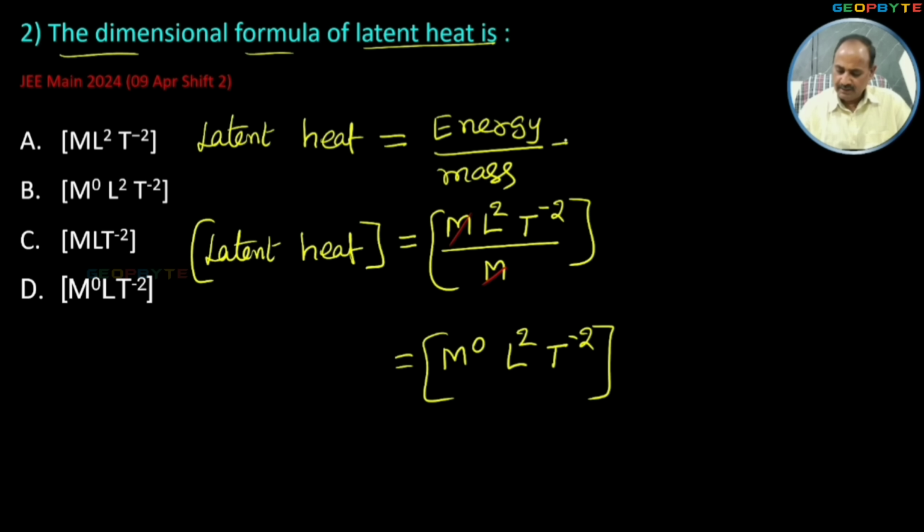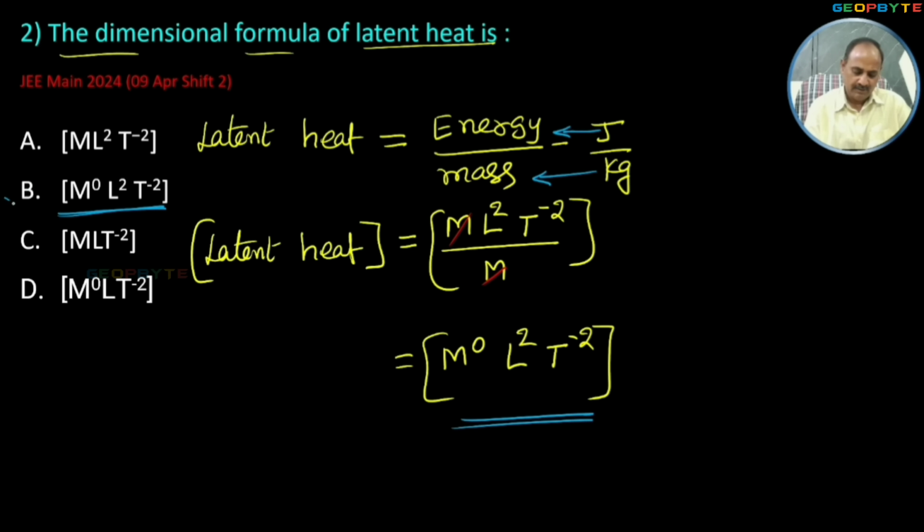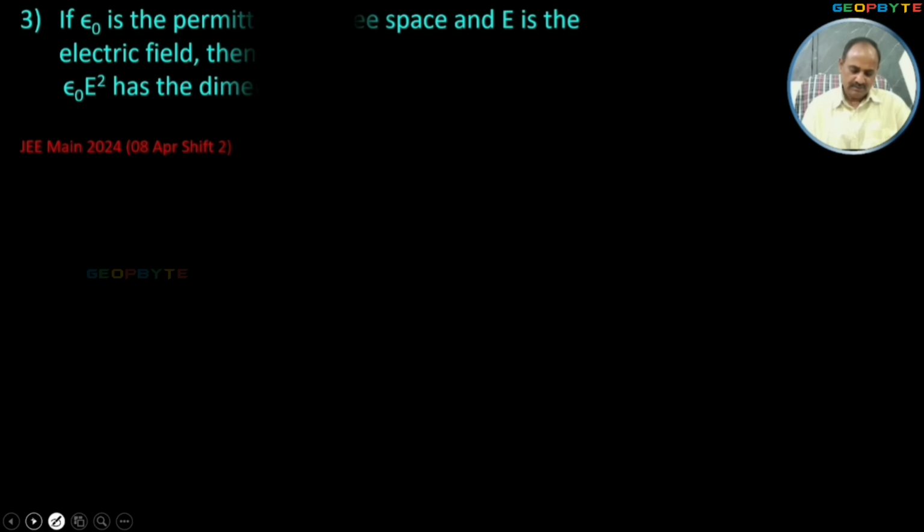The unit of the latent heat is joule per kg. Joule is the unit of energy. Kg is the unit of mass. Anyhow, the dimensional formula for latent heat is M power 0 L square T power minus 2. Look at option B. Option B is absolutely correct. Understood? Yes. Then look at the next question.